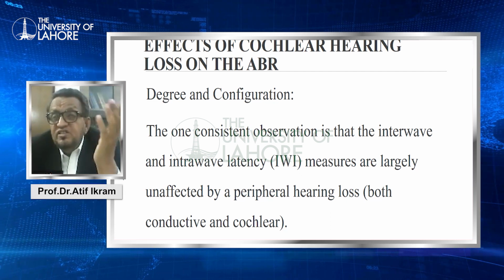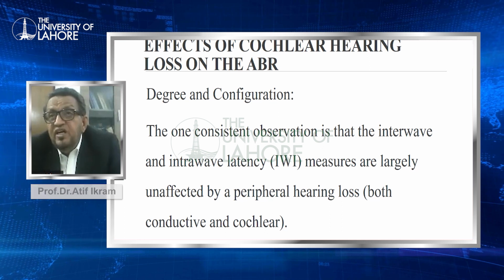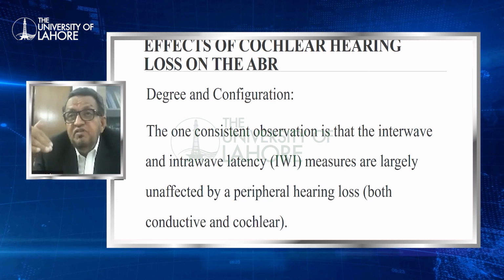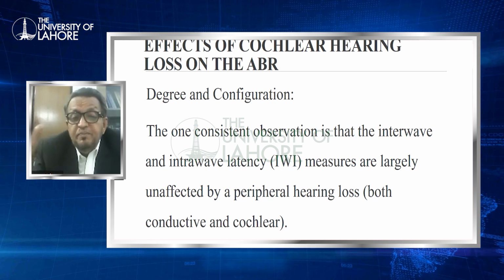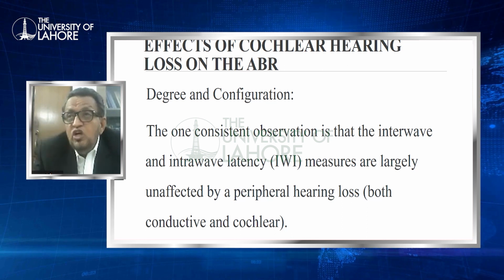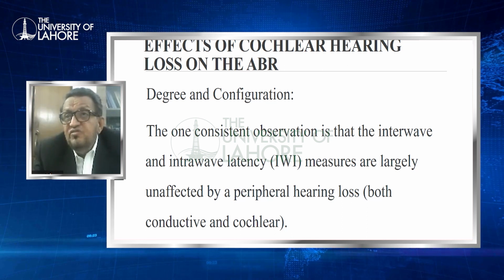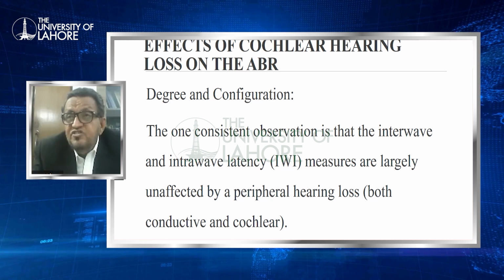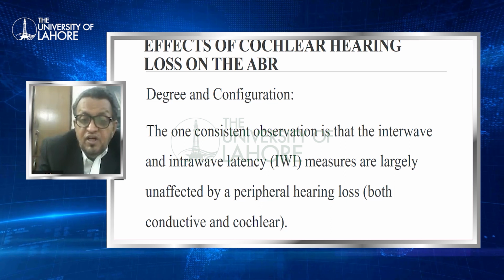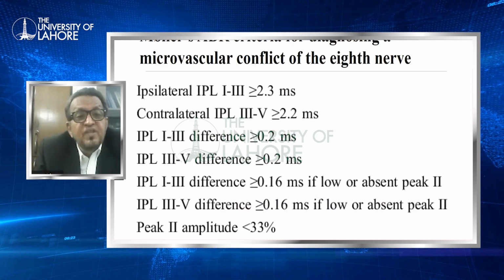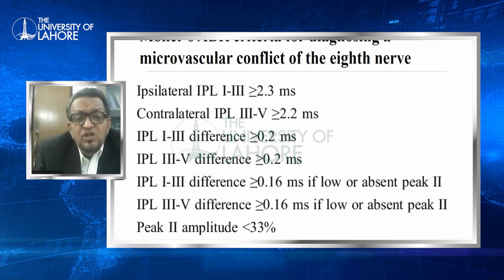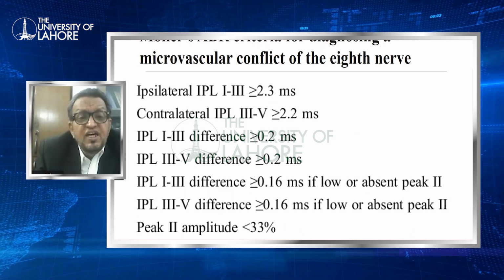Suppose the patient doesn't get the waves appearing at 50, so accordingly he or she will have a hearing loss. That means intensity will determine what the hearing loss is, not the latency differences, because the interwave and intrawave latency differences will remain the same. So this is one of the major findings. Moeller's ABR criteria for diagnosing what he considered a microvascular conflict of the eighth nerve.